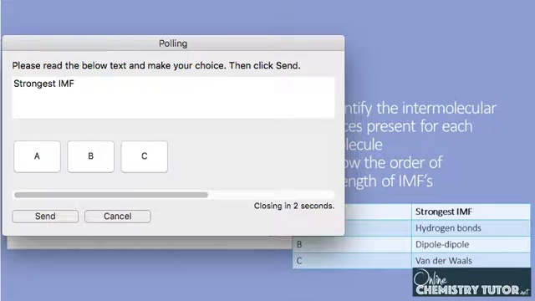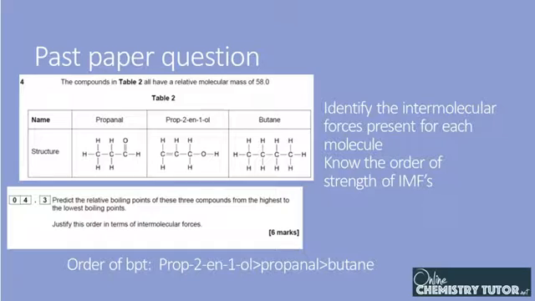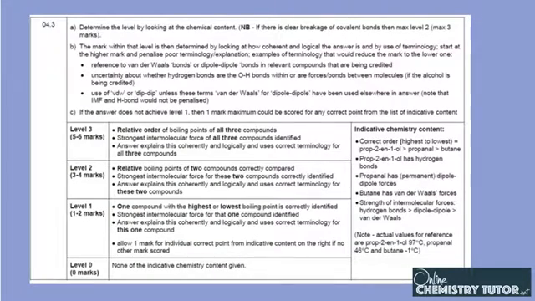Well, clearly, butane does not have a permanent dipole of any kind, so the forces that will be the strongest in butane are just van der Waals. They're the only intermolecular force present in butane. Okay, so if those are the intermolecular forces present, then it stands to reason that propene-1-ol will have the highest boiling point of the three, followed by propanol, followed by butane.